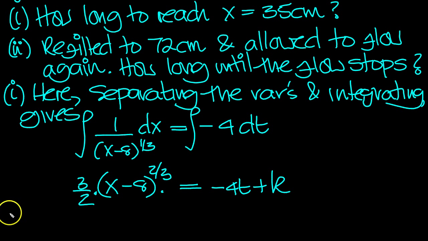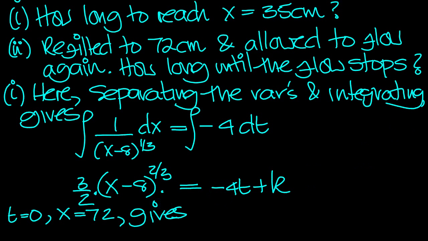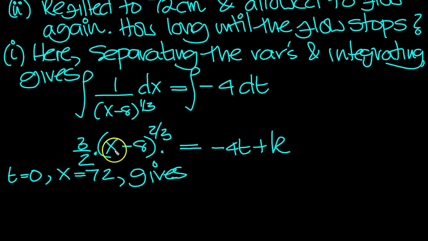Now, at t equals 0, x is equal to 72. So we've got that initial condition. Let's substitute that in. x is 72, 72 minus 8 is 64. So we've got 64 to the power of a third, which is 4, and then we square it, which is 16. 16 over 2 is 8, and 8 3s are 24. You can tap that in the calculator if you need to. And then t is 0 in here, 4 noughts are 0, plus k, so k is 24.